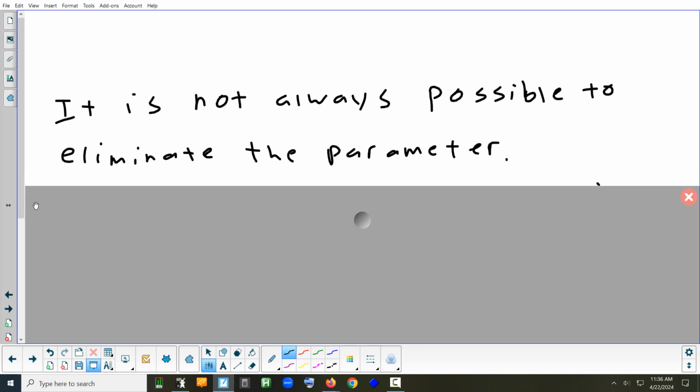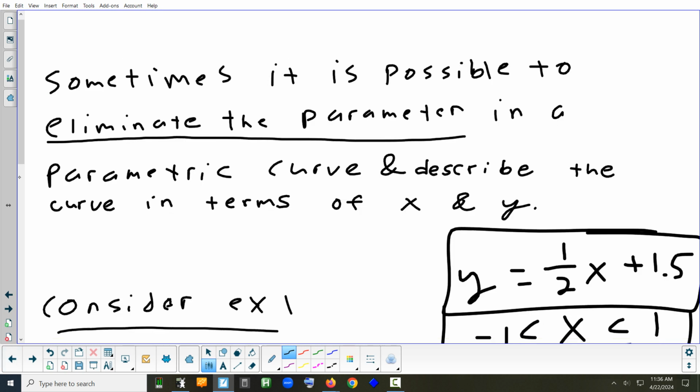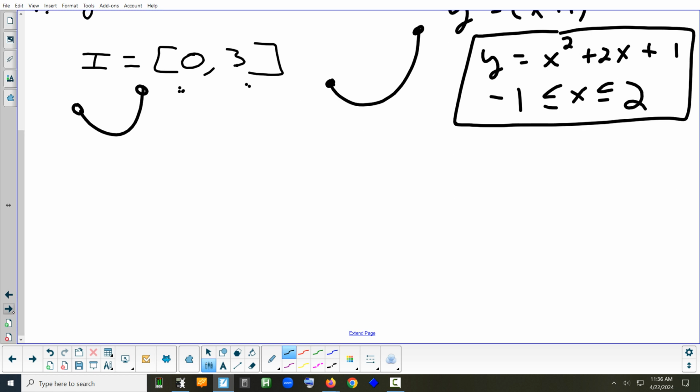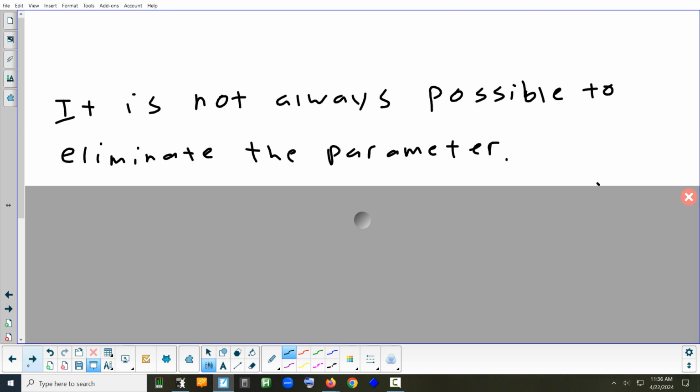So I want you to keep in mind that it is not always possible to eliminate the parameter. There are problems that I can give you where you would be unable to do this first step. Well, the first step was solve the x equation for t. Definitely equations I can give you where you can't do that. But on the test, I would. Okay, you'll always have one that you can do.